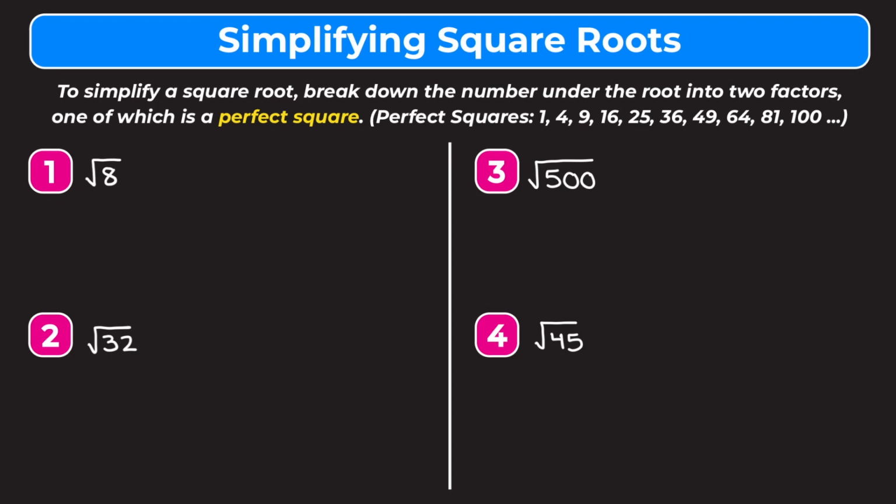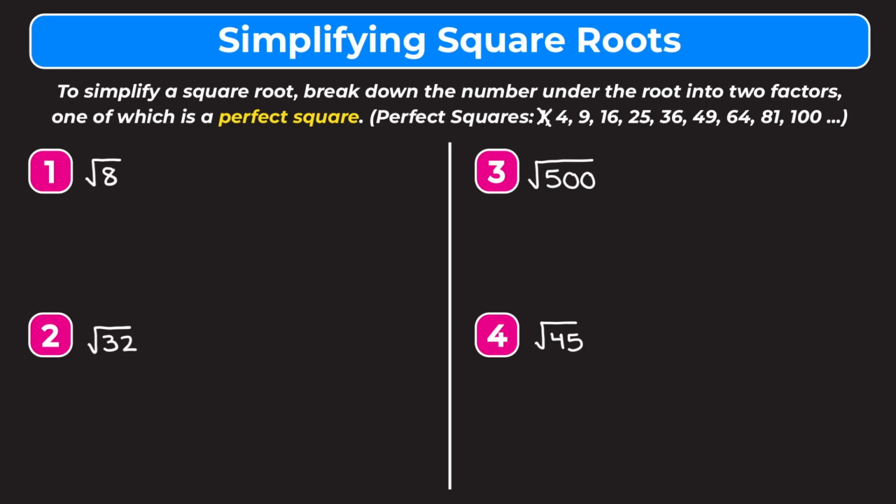So at the top of our screen, it says to simplify a square root, break down the number under the root into two factors, one of which is a perfect square. And then we've got some examples of perfect squares. So we've got 1, 4, 9, 16, all the perfect squares up to 100, and there are an infinite number of perfect squares because they just come from any whole number squared. So for the purpose of these problems, we don't actually care about 1 being a perfect square. It's not going to help us, so I'm just going to cross that out on our list.